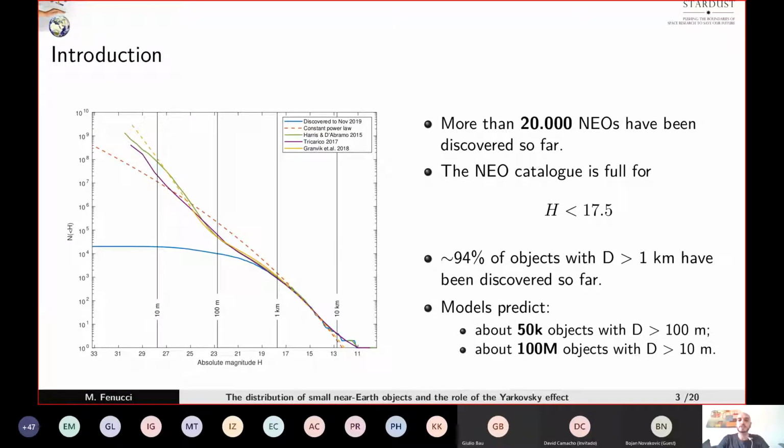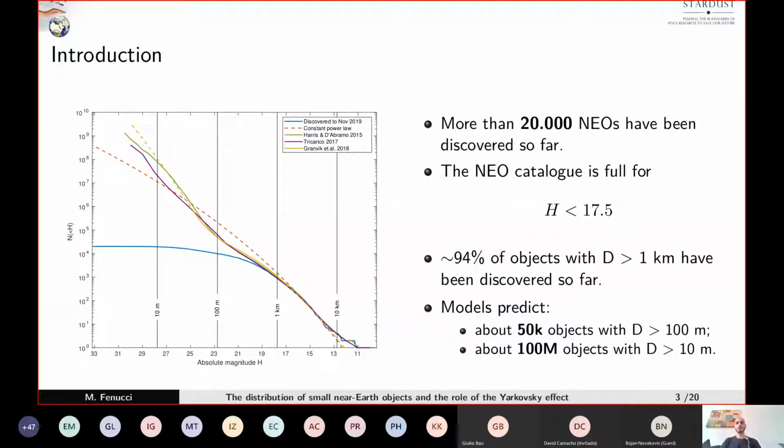As of today, we have discovered more than 20,000 NEOs, and in this picture we can see the size frequency distribution of the discovered objects in blue. We can also see the comparison with some recent models of populations of NEOs. These models agree that the catalog is complete for absolute magnitude less than 17.5, and the catalog is at about 94% for objects larger than 1 kilometer in diameter.